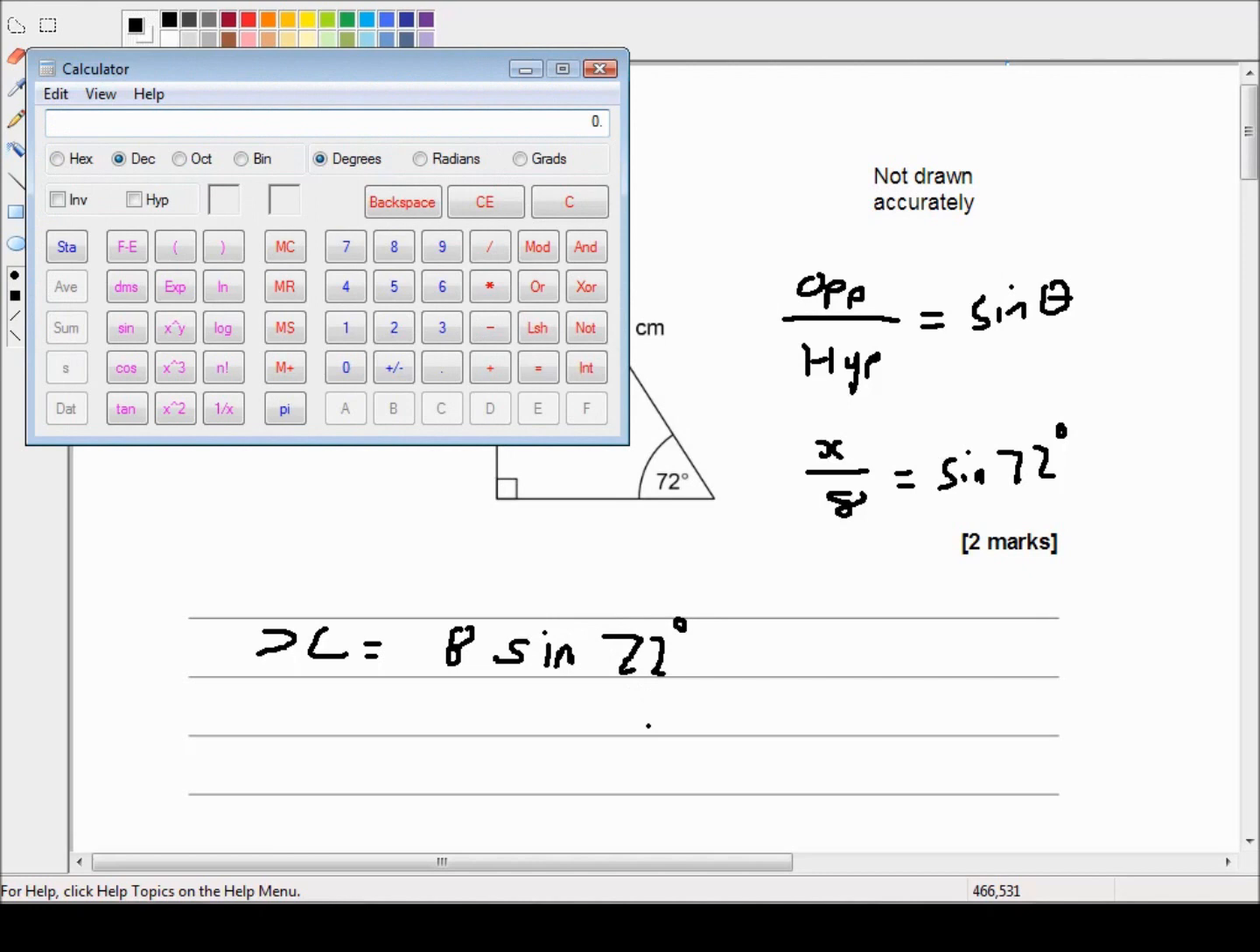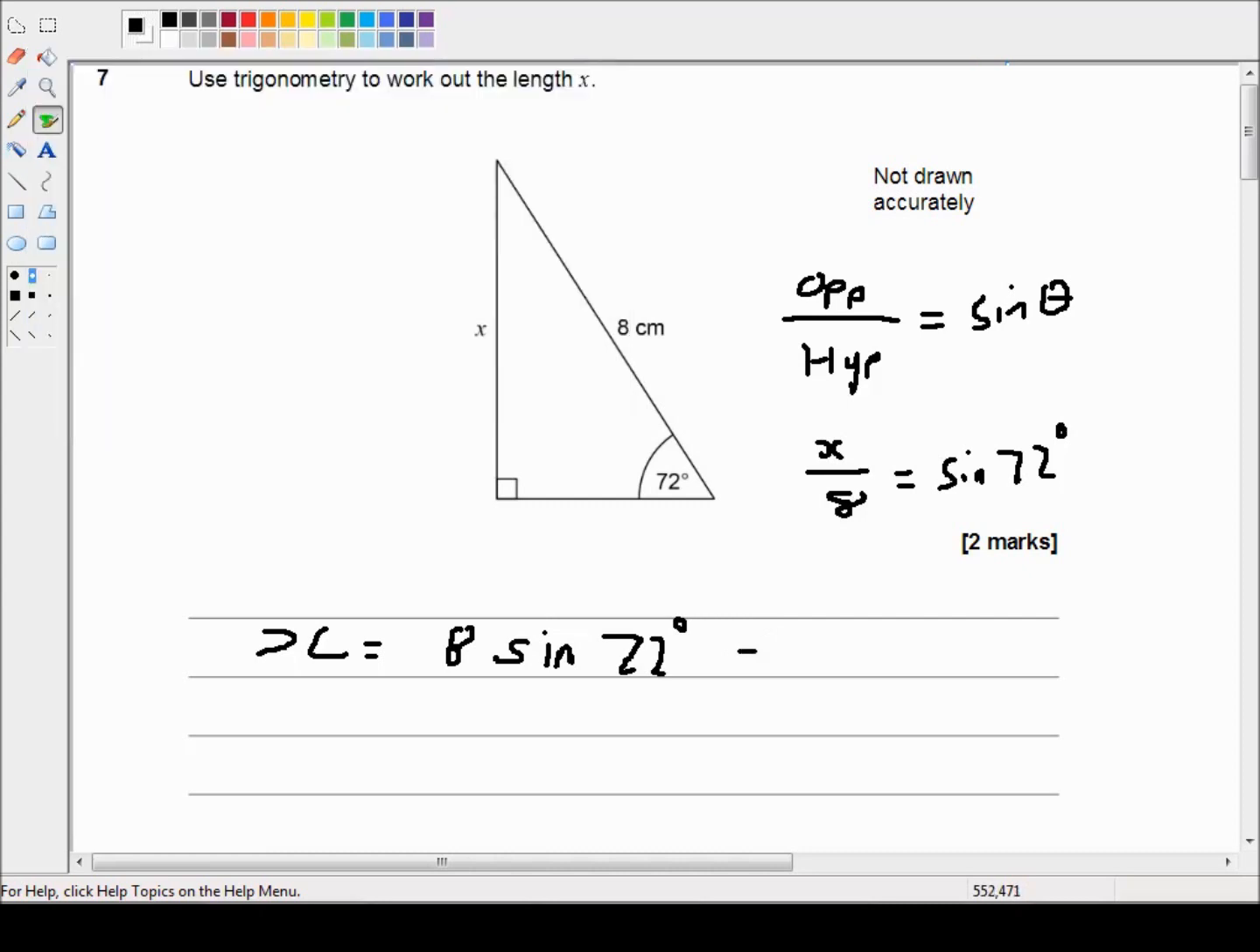Okay, so I have my calculator. The first thing I need to do is to check that this is in degrees, and so I can do 8 times sine of 72 degrees, and that's equal to 7.60845. I'm just going to say it is equal to 7.6.